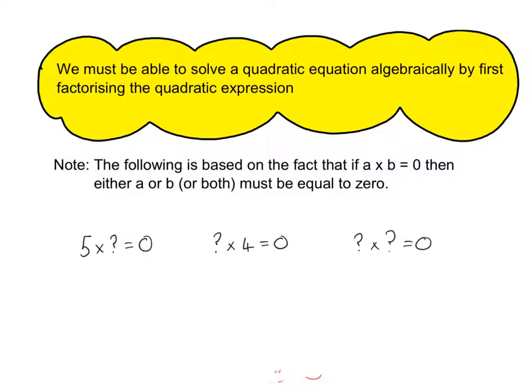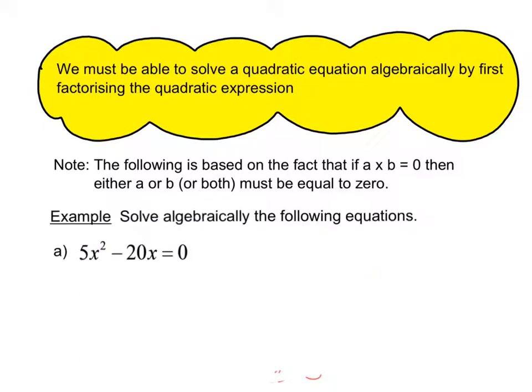Consider these. In the first example, 5 times some unknown value is 0. The only thing this unknown value can be is 0. In this example here, some unknown value multiplied by 4 gives you 0, and we should know that the only thing this could possibly be here, again, is 0. In the last example, two unknown values multiplied together to give 0. Now, not both of them need to be 0, but at least one of the two does need to be 0. We'll now try a few examples.